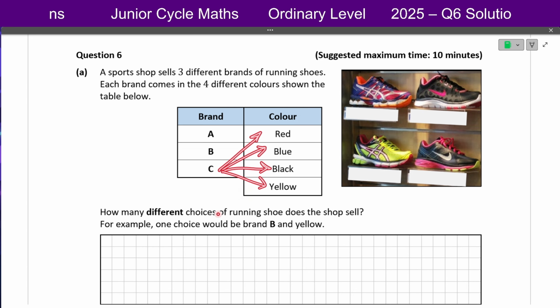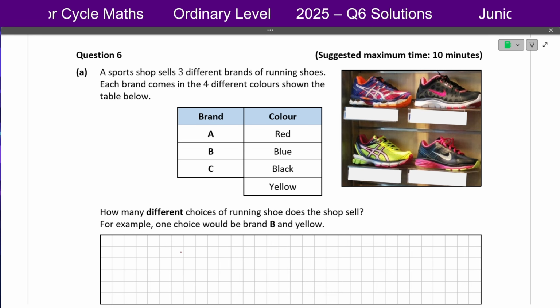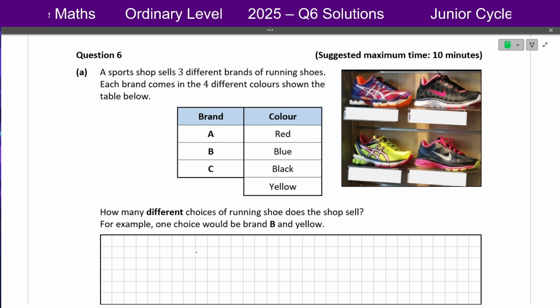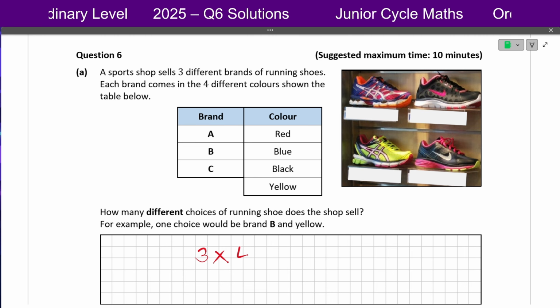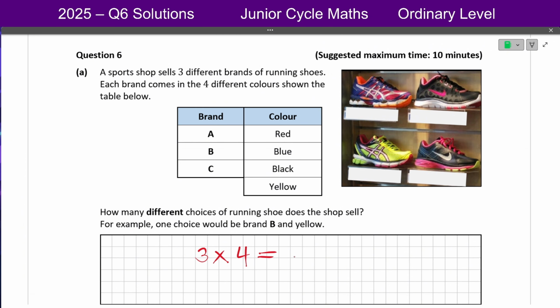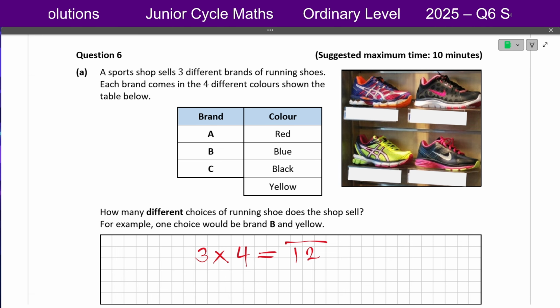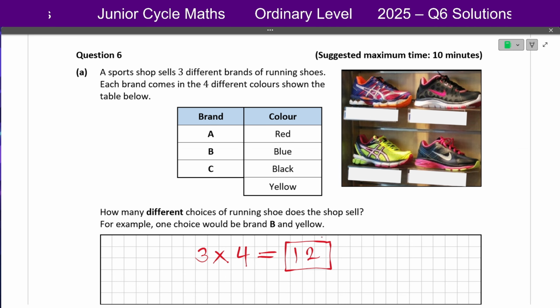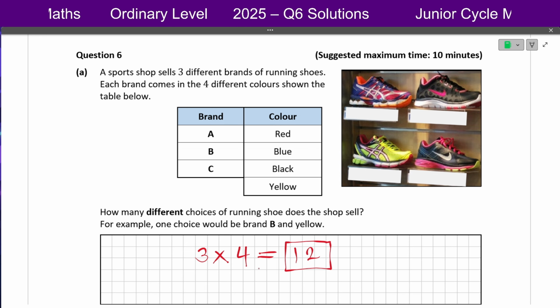So what we can say is very simple. We have 3 brands times 4 different colors, and that gives me an answer of 12. So here we have 12 different choices, and that's the correct answer for the first part.